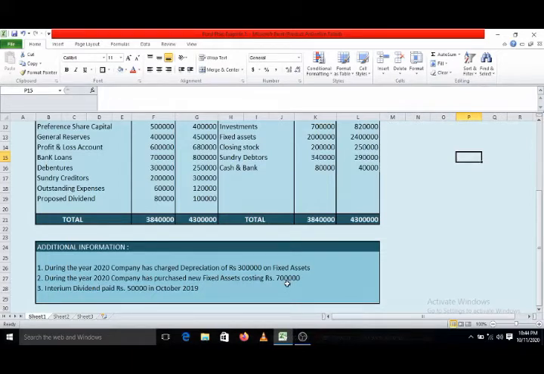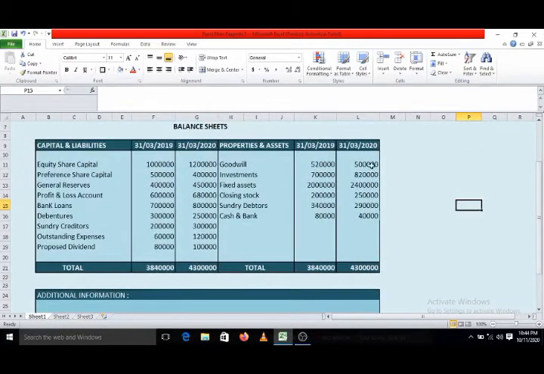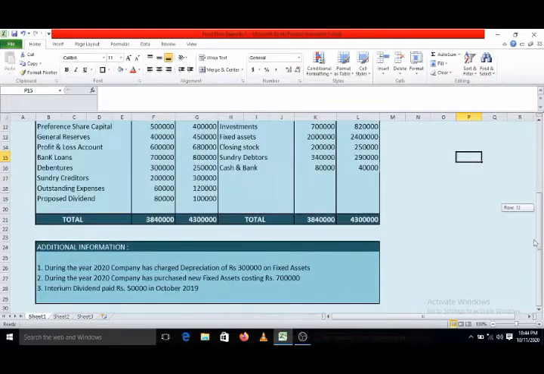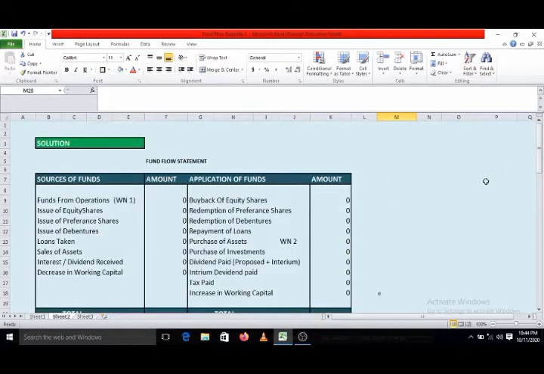And third one, an interim dividend paid of rupees 50,000 in October 2019. October 2019 means obviously in the second year, that is 2019-20, because this year is ending on 31st March 2020, so it started on 1st April 2019. So in this year, interim dividend of rupees 50,000 has been paid. With this balance sheet and this additional information, now we have to prepare the fund flow statement.